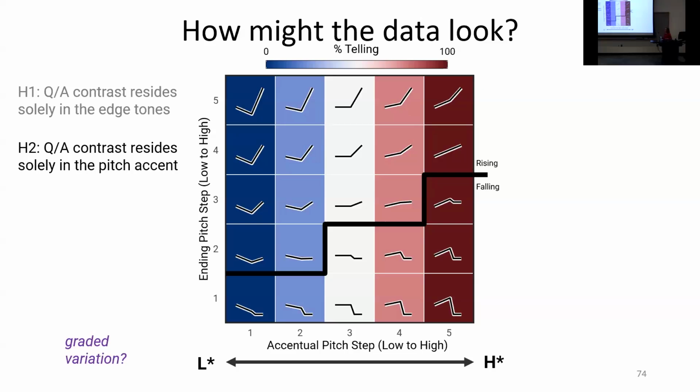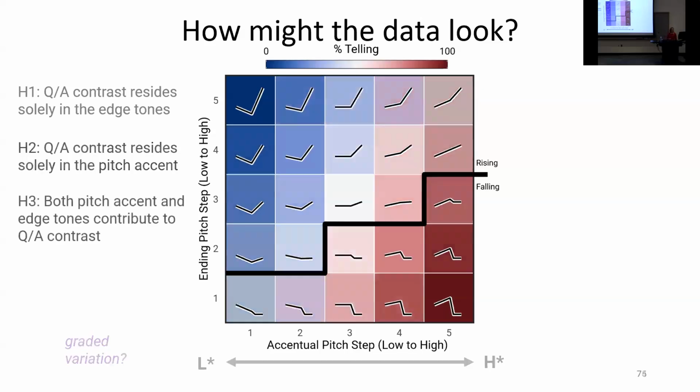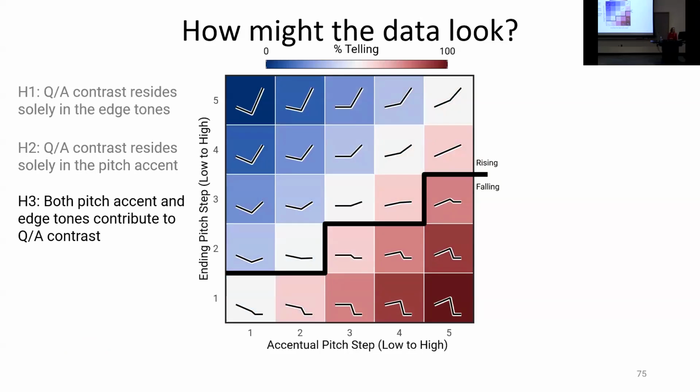And with a shallower rise, the interpretation is less inquisitive and more likely to be inferring something about politeness or something else. So this is a paper by Zhang in the Journal of Semantics in 2018, making this claim that we're testing here. A third possibility is that both the pitch accent and the edge tones contribute, and then our data results might look something like this.